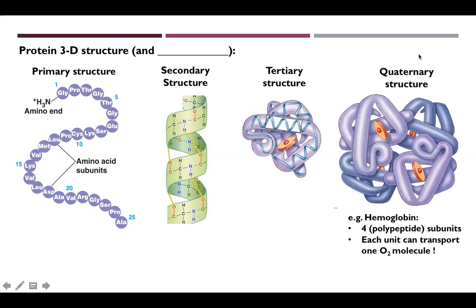The quaternary structure is when you have subunits, or more than one polypeptide chain, come together and make a unit. So this is an example, hemoglobin. They have 4 different polypeptide subunits that come together, and then it's responsible for carrying or transporting oxygen.